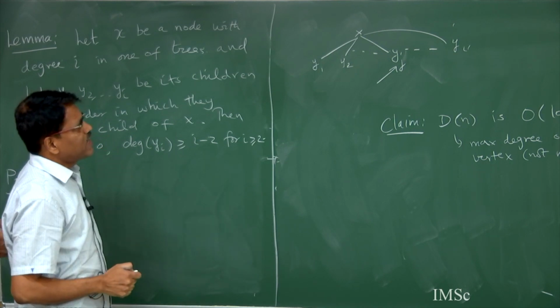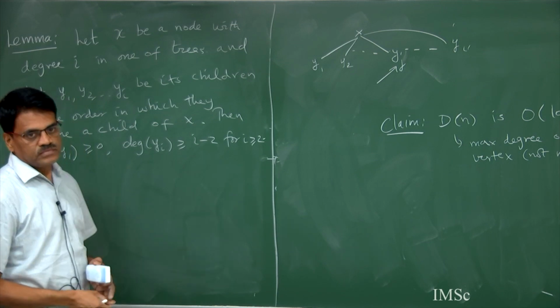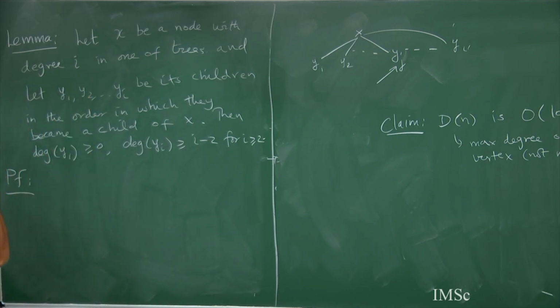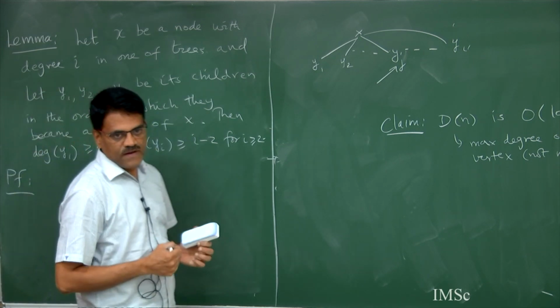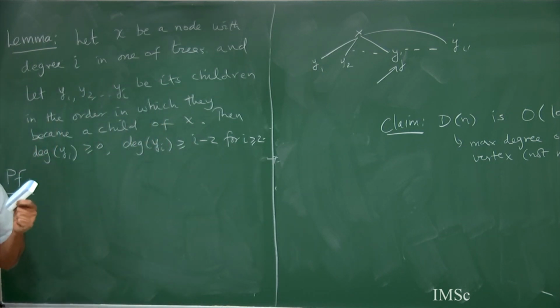Why did it become a child of x? Let's look at our algorithm, the way we were doing things. When would we make one guy a child of the other? If the degrees are the same, right? That delete min operation will do it. Otherwise, we are cutting it, putting things, that's all we are doing.